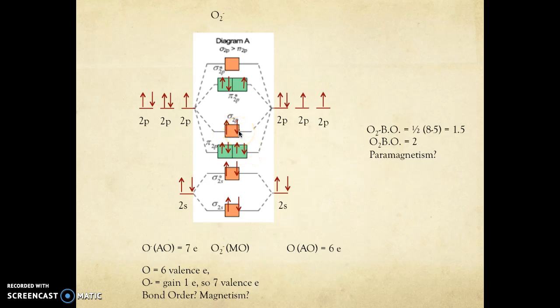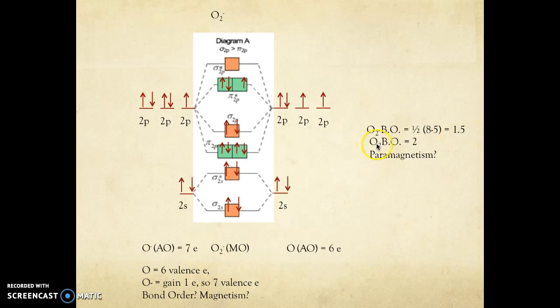So we got 8 bonding electrons minus the anti-bonding. So anti-bonding is the one with the star. So we got sigma star 2 here, and then we're going to have our pi star with 3. So we're going to have a total of 5 anti-bonding electrons. So if you do the math, 8 minus 5 gives you 3. Divided by 2 will give you a 1.5 bond order.